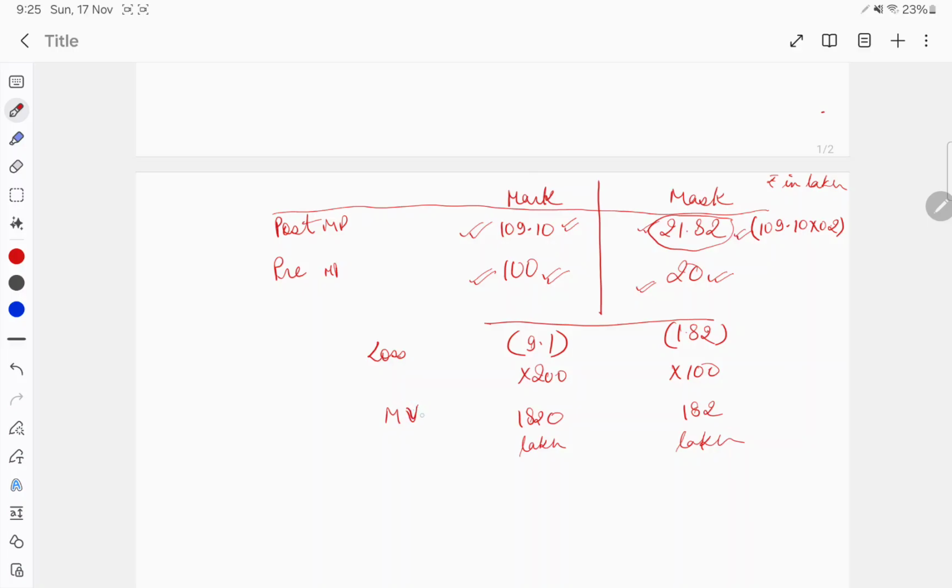Now for examination purpose also calculate the market value. Don't leave the answer by only calculating the market price. Calculate the market value and give the final solution. You'll get a exact 7 by 7 if you do this. The number of shares pre-acquisition was 200 for Mark, and for Mask it was 100. You'll multiply by the pre-acquisition market price, and the market value will be 1820 lakh for Mark Limited and 182 lakh for Mask Limited. How I have calculated this: it is market price per share into number of shares, which gives the market value.